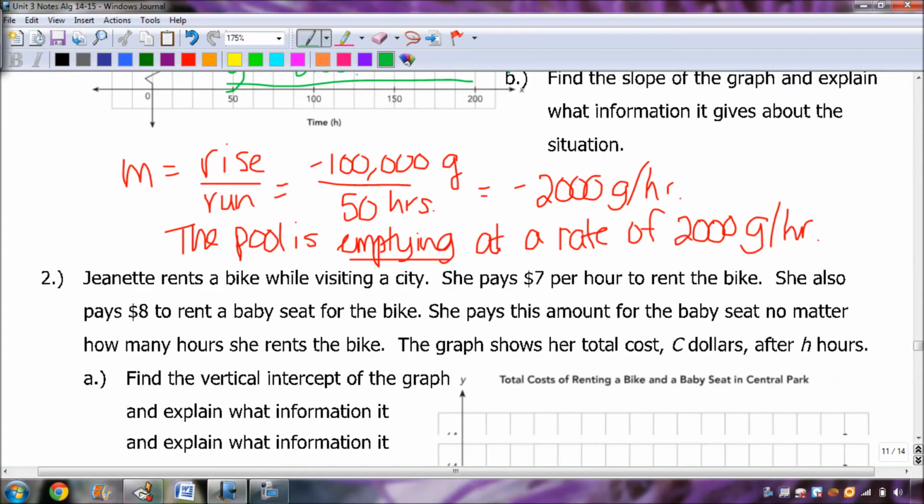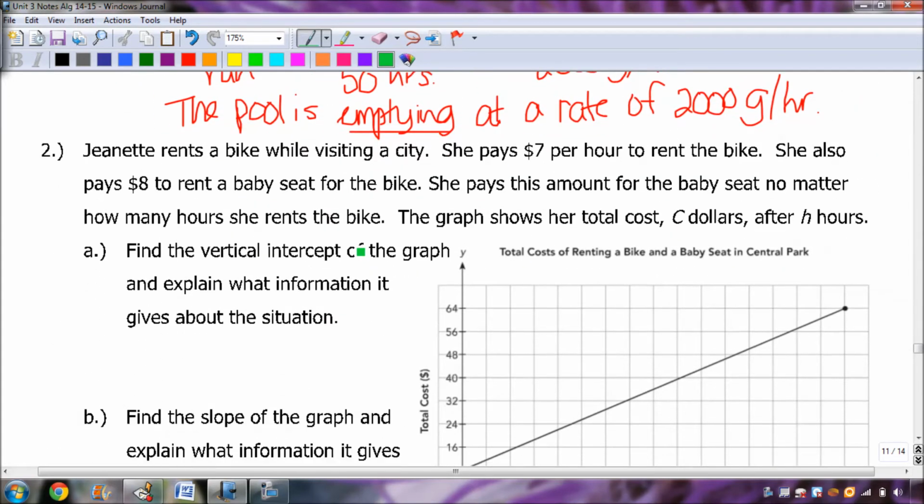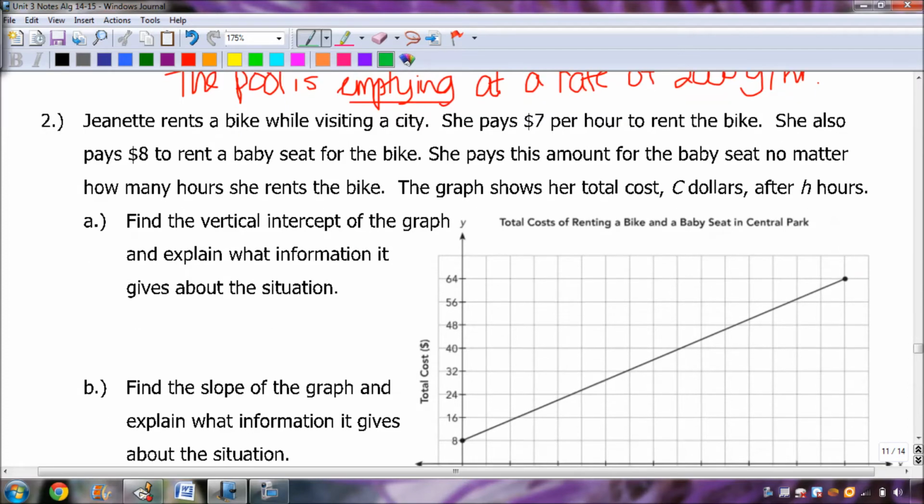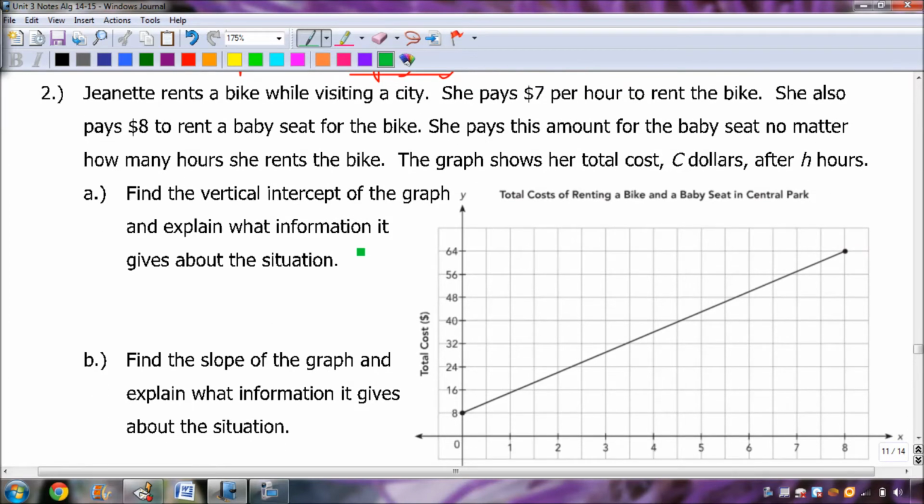All right, so let's take a look at question number 2. Jeanette rents a bike while visiting a city. She pays $7 per hour to rent the bike. She also pays $8 to rent a baby seat for the bike. She pays this amount for the baby seat no matter how many hours she rents the bike. The graph shows her total cost C after H hours. Find the vertical intercept of the graph and explain what information it gives about the situation.